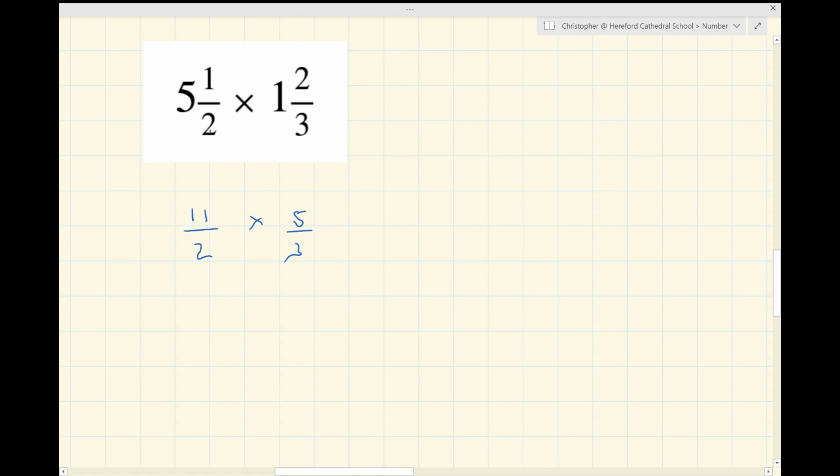Can I do any cancelling? No, I can't. Top times top, 11 5s are 55, bottom times bottom, 2 3s are 6. So I'm left with 55/6, and I have to turn that into a mixed number. So how many 6s go into 55? Well, the answer is 9, remainder 1. So I've got 9 1/6. And that is how to multiply mixed numbers.